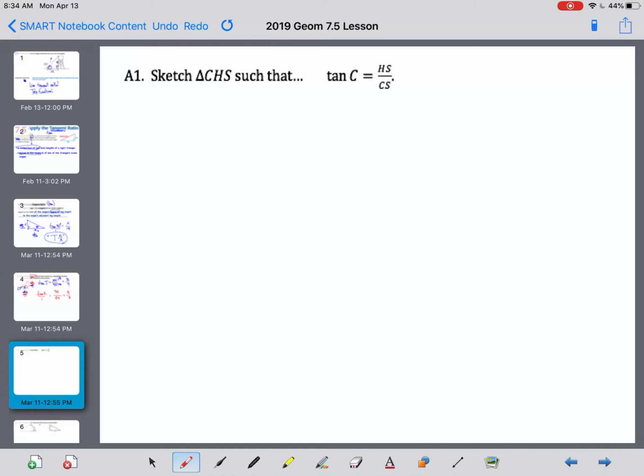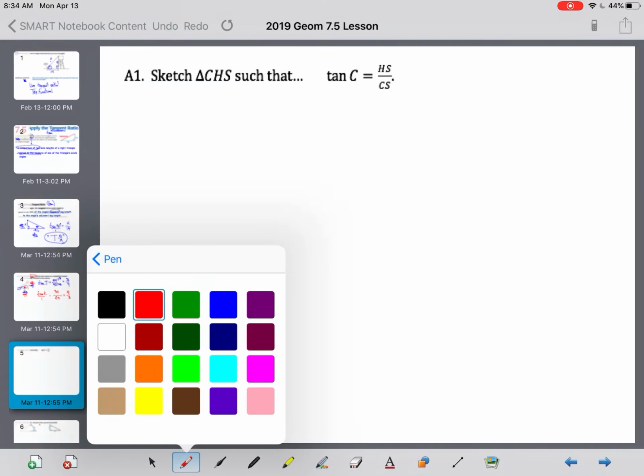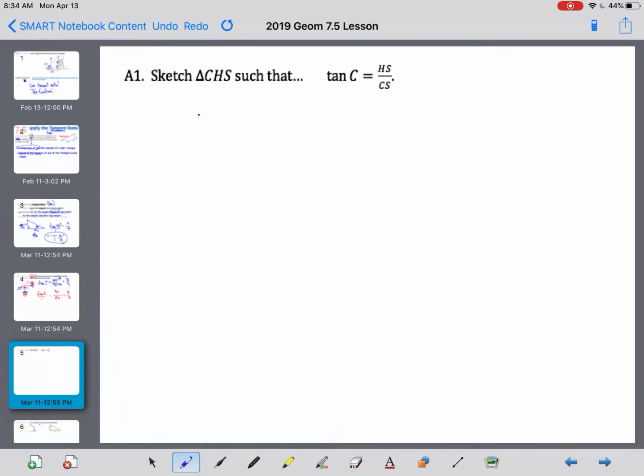Okay, sketching this triangle. It's got to be a right triangle, of course. To use tangent, we need right triangles. So I'm just going to whip up a right triangle. There's my right angle. Now I have to be careful here because if C is going to be the angle for the tangent, it's got to be one of the side angles here. Now I could put H or S in either place, but if I'm going to use this side, they have this common point. This has to be S and this has to be H.